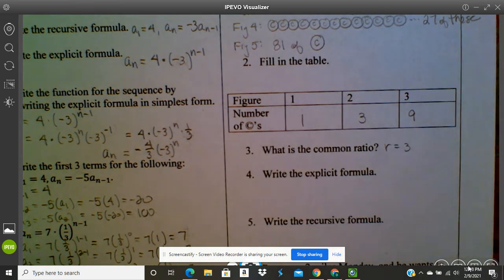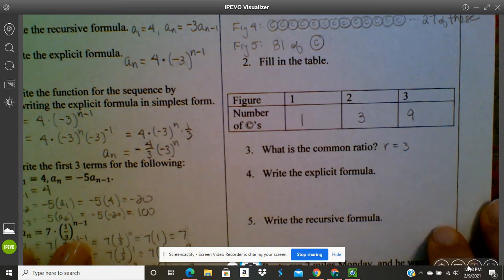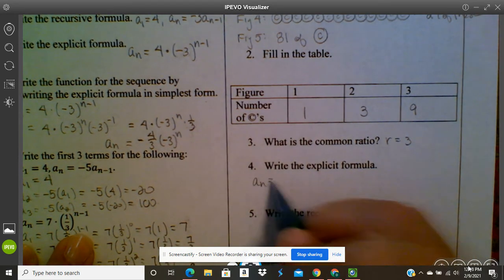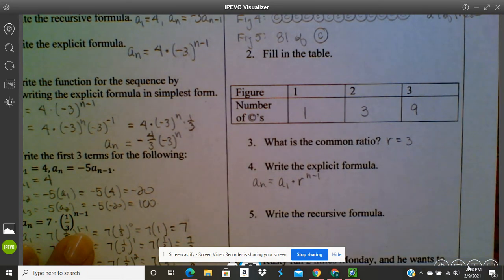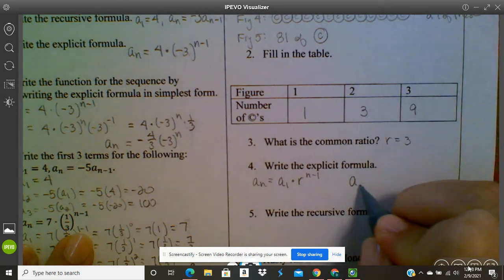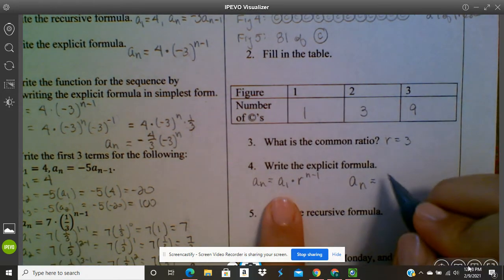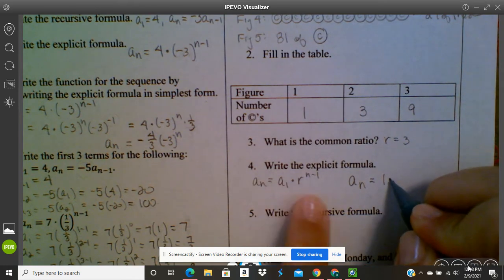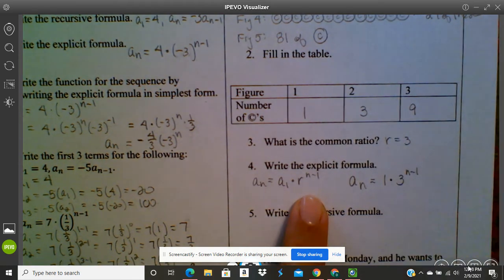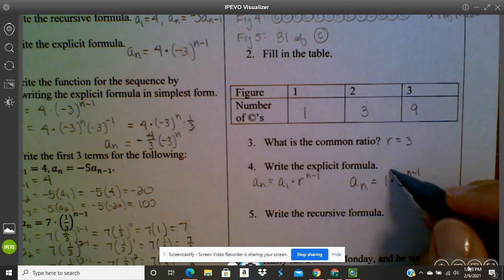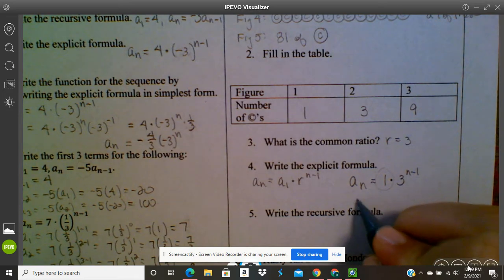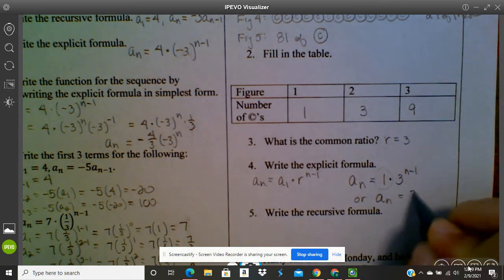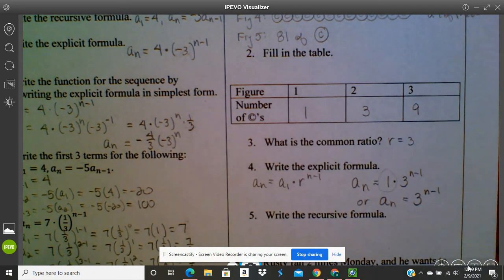So the explicit formula. Because it's up there out of camera view, the explicit formula is a sub n equals a sub 1 times r to the n minus 1. So for our situation, a sub n equals the first term, which is 1, times the ratio, which is 3, to the n minus 1. I don't know how I feel about that, because this is what the formula looks like, but you know that anytime you multiply by 1, you can drop that number. So it's basically 3 to the n minus 1.